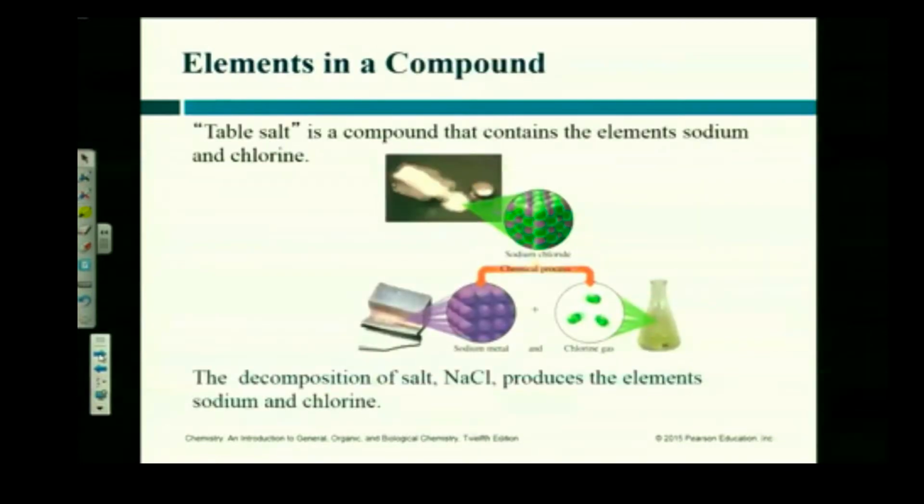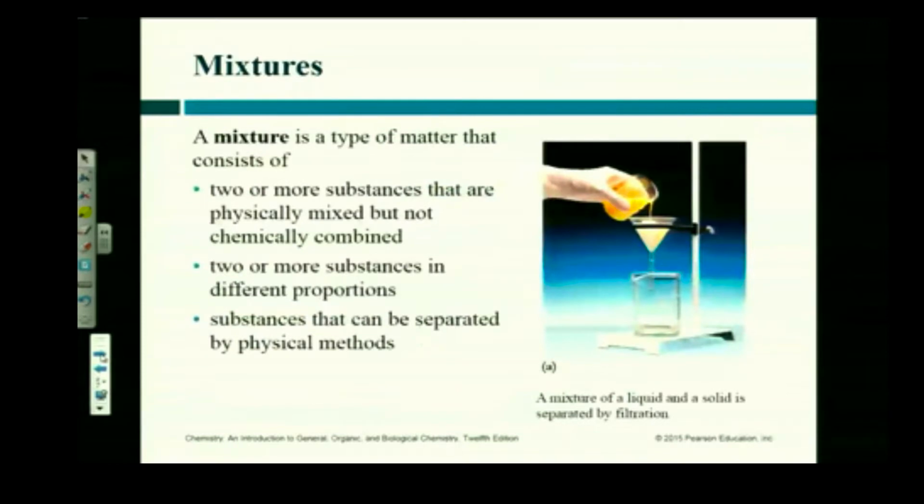All right. Now, mixtures are different than pure substances. Pure substances were either elements or compounds. Mixtures now are different. Mixtures are combinations of substances. They can be physically mixed, but not chemically combined. And because all they are is physically mixed, we can separate them back out.